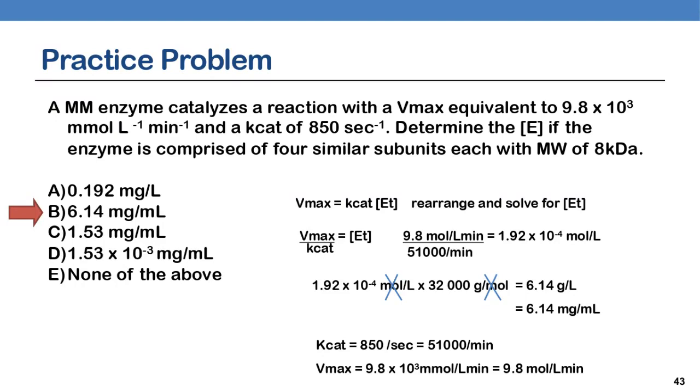Someone says, why did we multiply by 32? We multiplied by 32 just because we want to convert it into milligrams per milliliter, because that was the units that we were given in the question. So if you do this, you can cancel out the moles, and then you're just left with grams per liter. And then I showed the other conversions on the bottom here for our kcat and our Vmax to put those also into the same units.